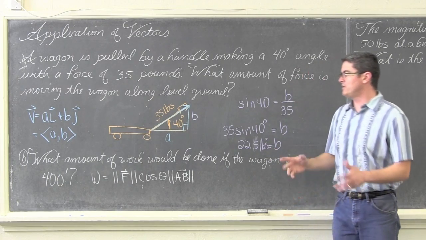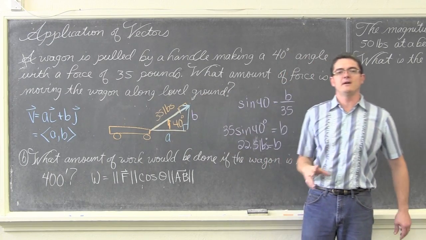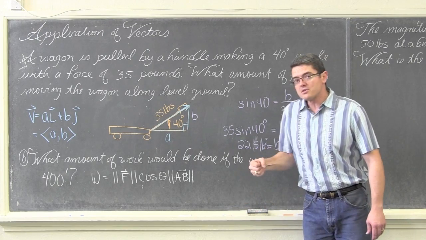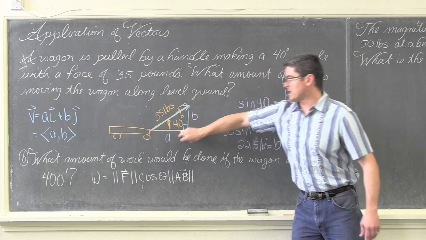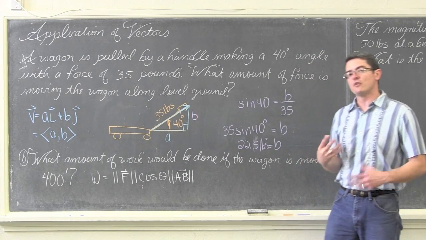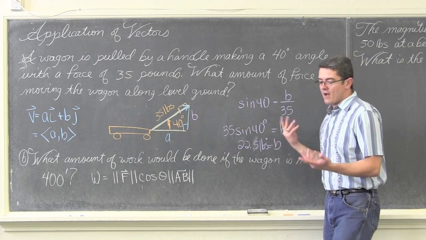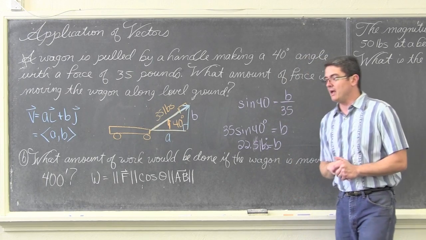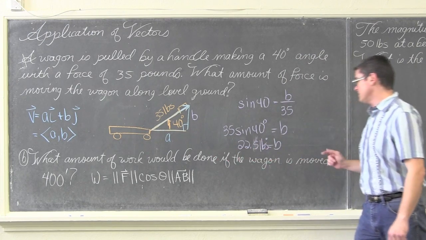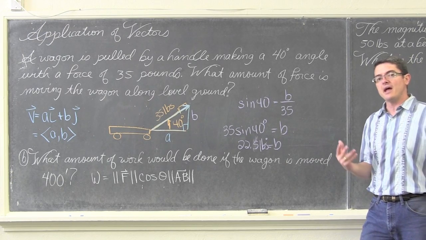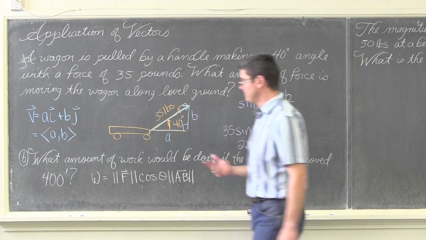Of force. So with you again exerting 35 pounds of force to pull that wagon, we have some energy in a horizontal component and some energy being used in a vertical component. Moving that wagon, it was 26.8 pounds. Now, what if you wanted to move this wagon a distance of 400 feet? How much work would be done?